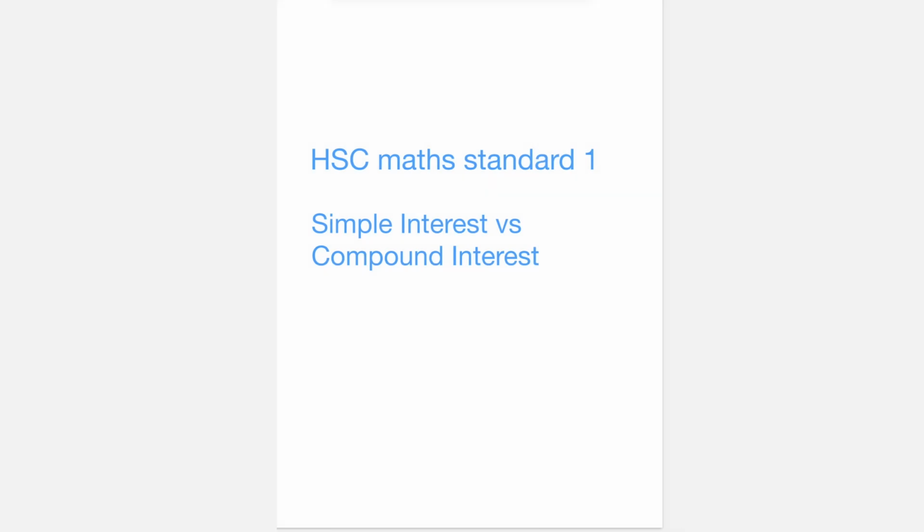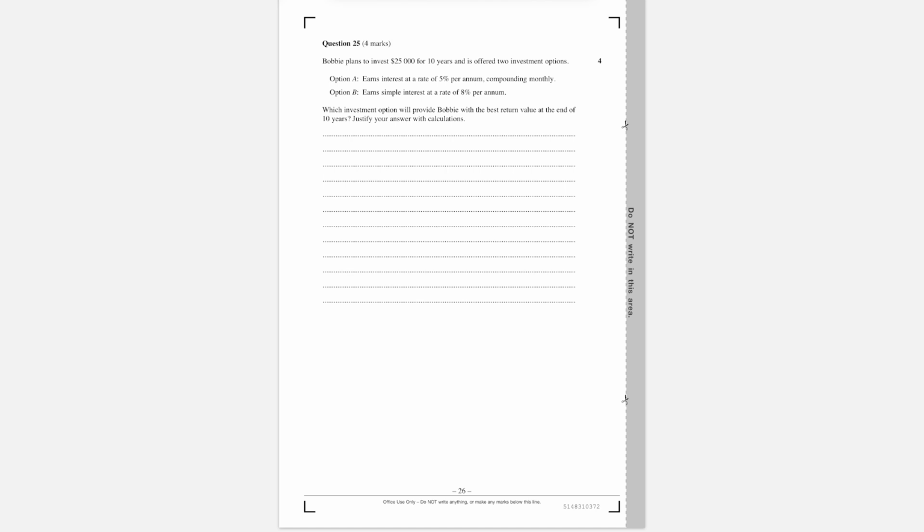All right, this is simple interest versus compound interest, HSC Maths Standard 1, and these questions come up every single exam, so let's get into it. Bobby plans to invest $25,000 for 10 years and is offered two investment options. Option A earns interest at a rate of 5% per annum, compounding monthly, and option B earns simple interest at a rate of 8% per annum. Which investment option will provide Bobby with the best return value at the end of 10 years? Justify your answer with calculations.